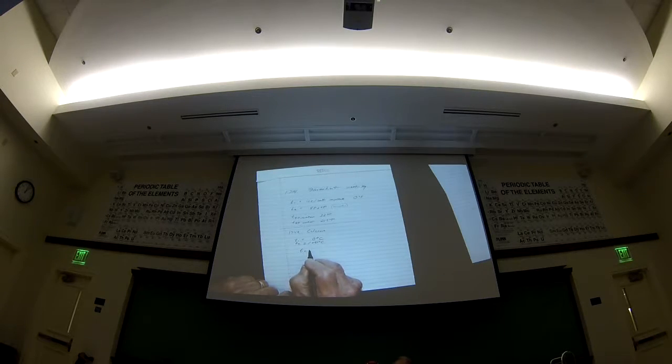And on the Celsius scale, the temperature is equal to 0 plus 100 degrees times the property at whatever the temperature is minus the property at T1, over the property at 100. So that's that formula we were talking about, that figure of interpolation or extrapolation.